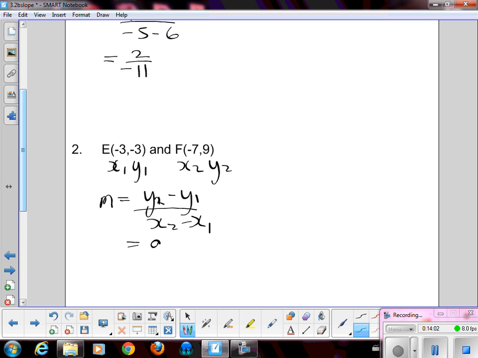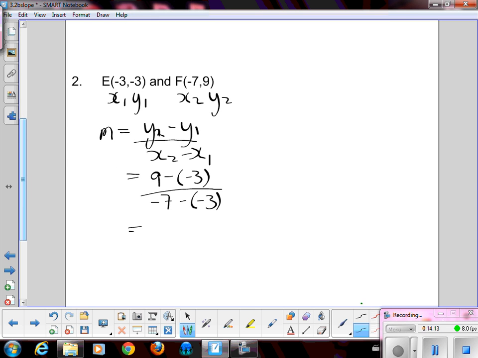So I end up with 9, take away a negative 3. And on the bottom, I end up with negative 7, take away a negative 3. So I end up with 9 plus 3, so we have a 12 over 7 plus 3, so we're looking at 4, and we're not in lowest terms, so we have to divide there, so we end up with the number 3.